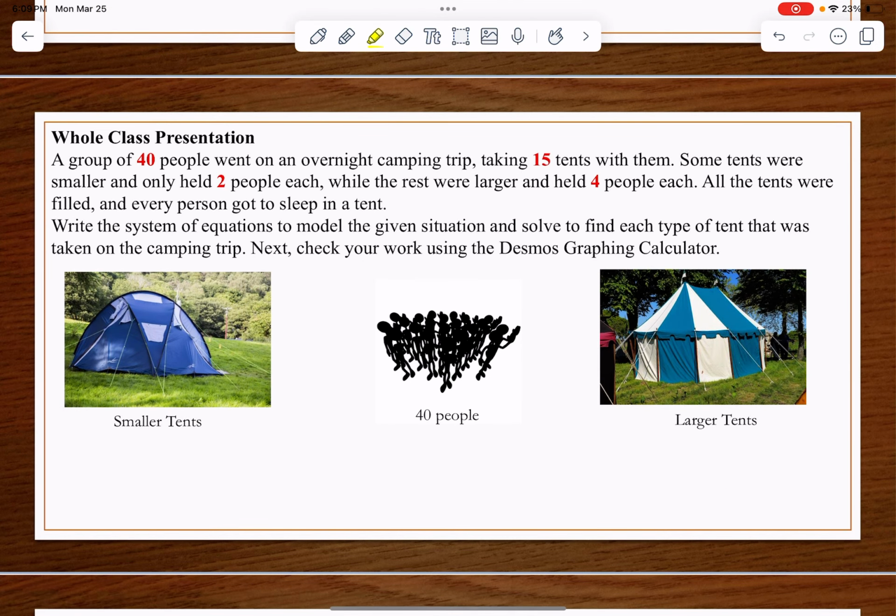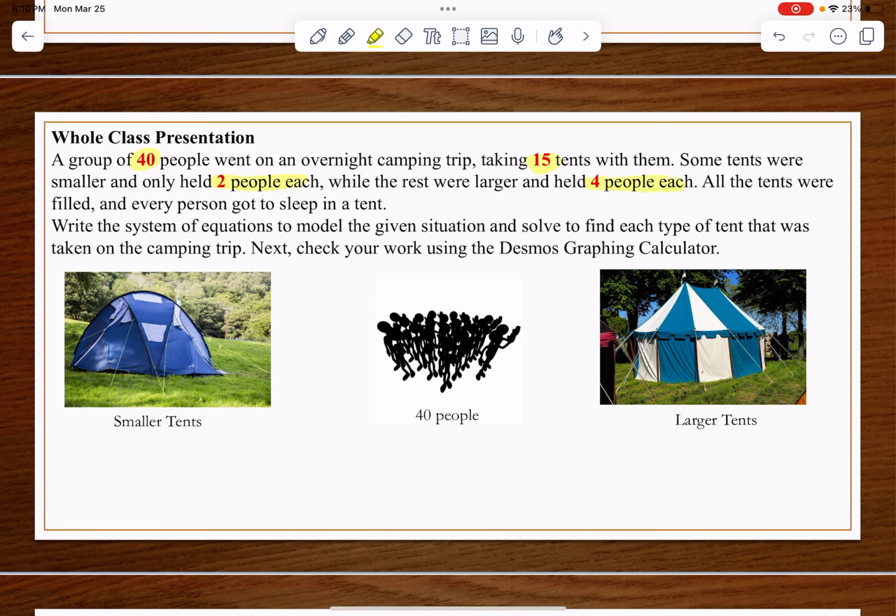Here is the problem. A group of 40 people went on an overnight camping trip, taking 15 tents with them. Some tents were smaller and only held 2 people each, while the rest were larger and held 4 people each. All the tents were filled, and every person got to sleep in a tent. That means they have taken a total of 15 tents, there were 40 people, and there are two types of tents. The smaller one holds 2 people each, the larger one holds 4 people each.